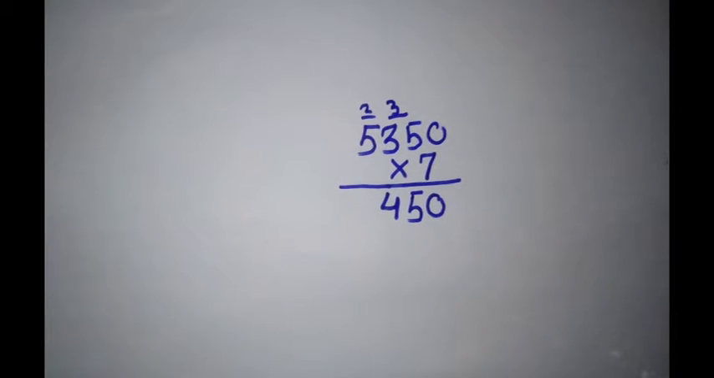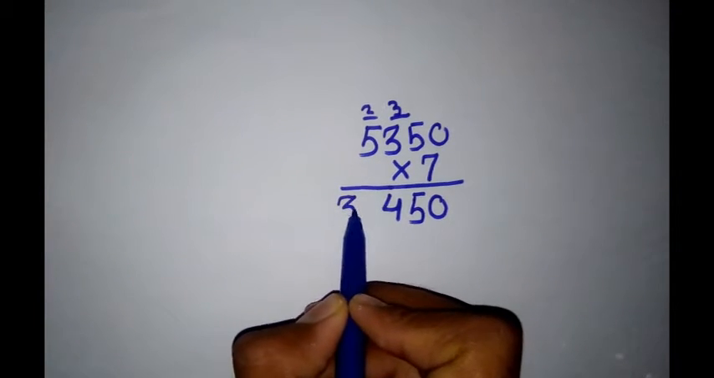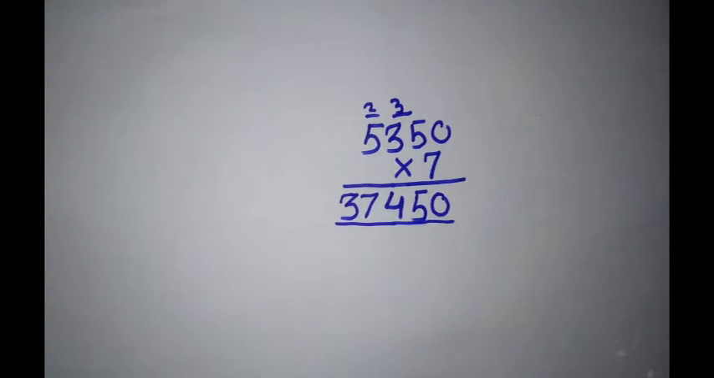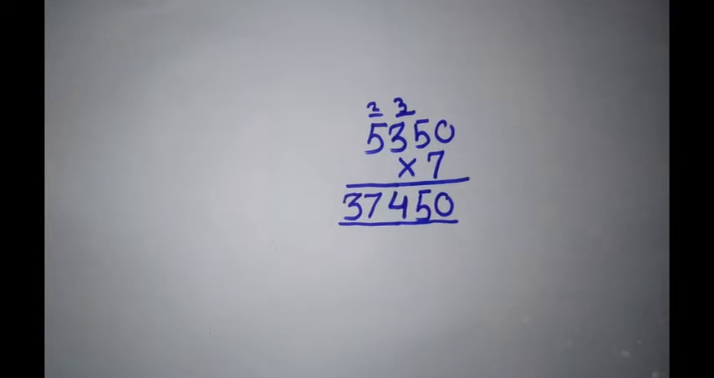Now we multiply 7 by 5, which is equal to 35, and 2 added to 35 is equal to 37. So the total amount of 7 cycles is 37,450.